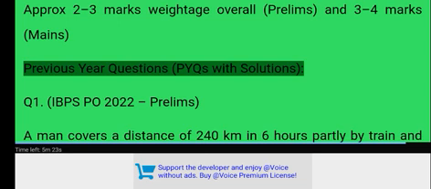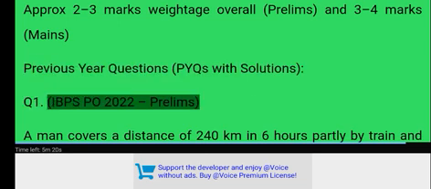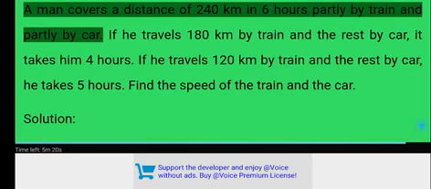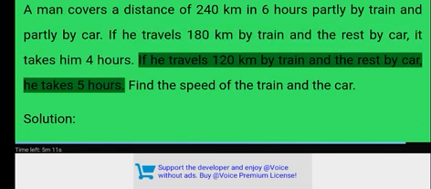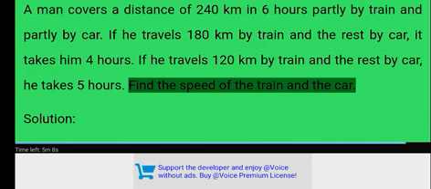Previous year questions, PYQs, with solutions. Q1, IBPS 2022 prelims. A man covers a distance of 240 kilometers in 6 hours, partly by train and partly by car. If he travels 180 kilometers by train and the rest by car, it takes him 4 hours. If he travels 120 kilometers by train and the rest by car, he takes 5 hours. Find the speed of the train and the car.